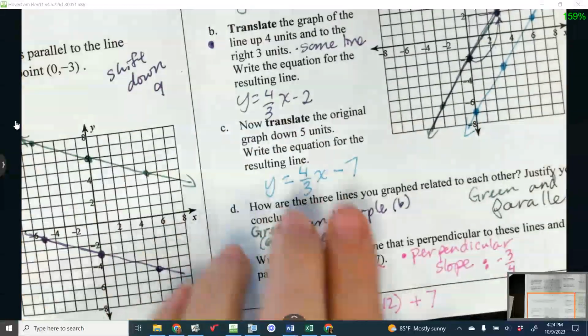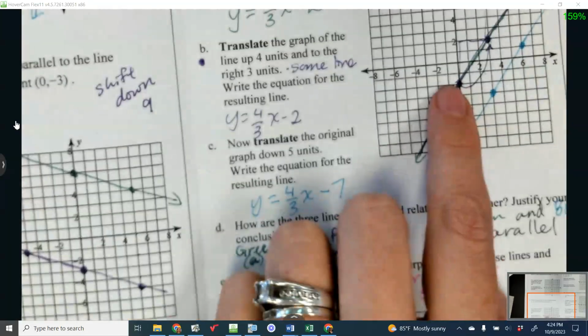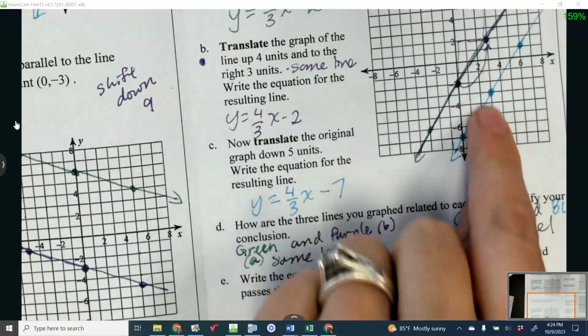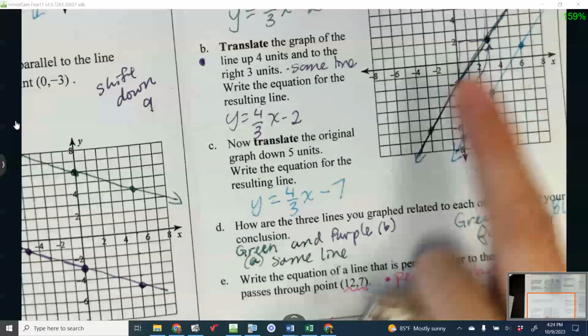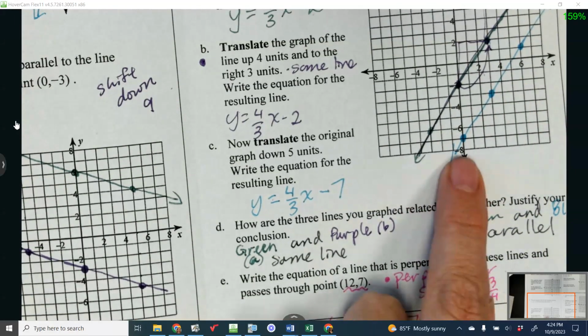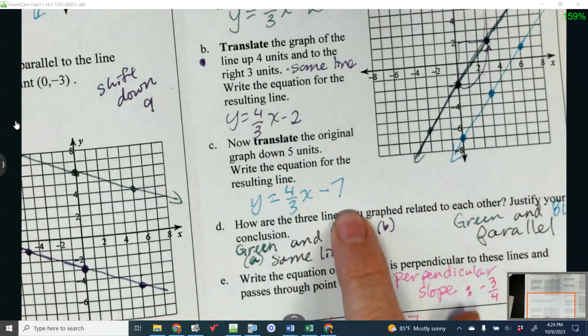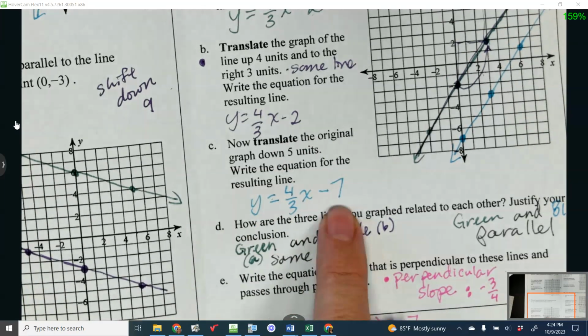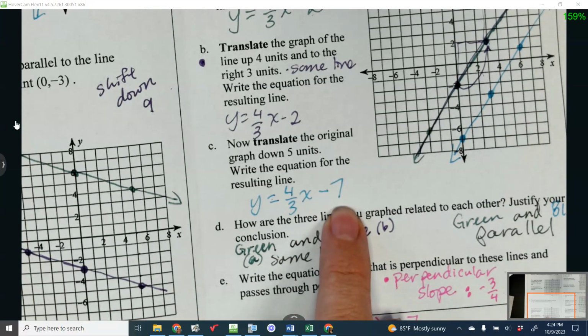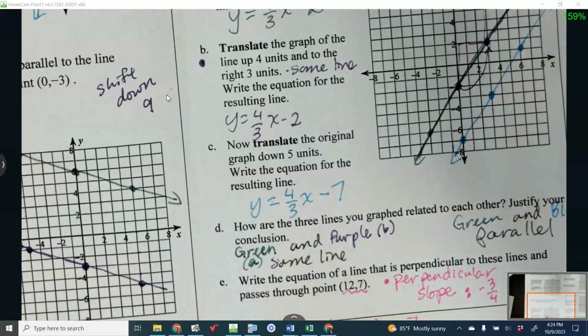Then I translated the line down 5 units. So this point became that point, and that point became that point, that became that point. This point's off the graph. And so my new y-intercept is -7. And so there's my new line. You can use point slope form to write this if you prefer. Just kind of your call.